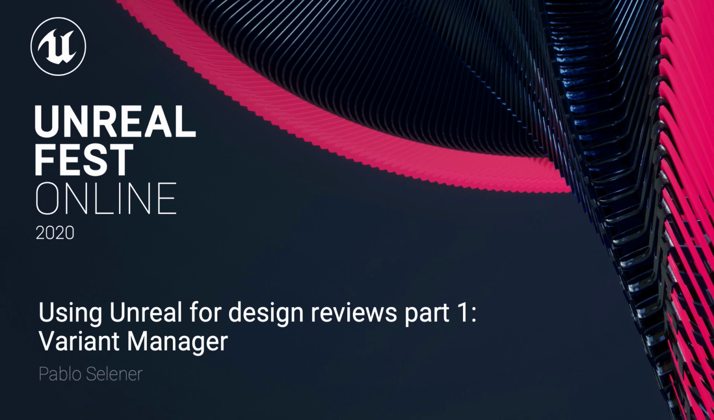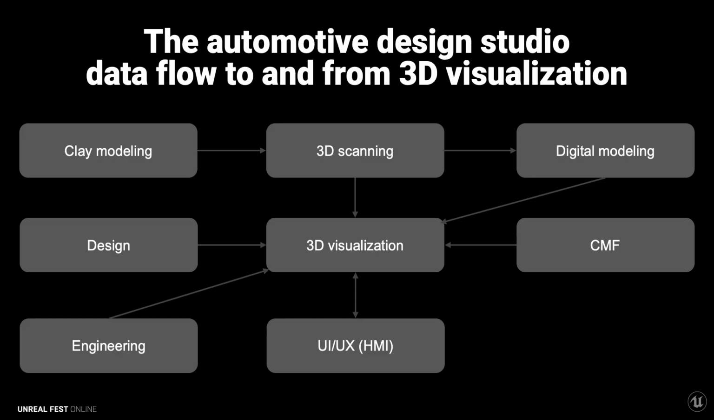Since I'm going to talk about Unreal inside an automotive design studio, I thought it would be good to introduce what an automotive design studio is or how it's usually structured, so that people that might not be super familiar with it might be able to understand what we're trying to do here. I made a graph of how data typically flows to and from the 3D visualization team. I didn't put data flow between different departments. I thought that would be too confusing. Take into account that this is just a stereotypical design studio. Some of them might be structured a little bit different.